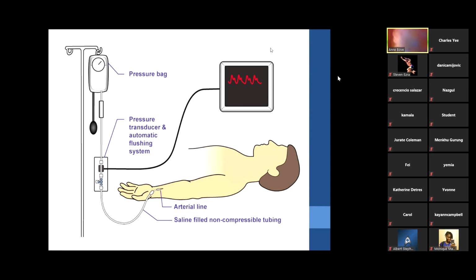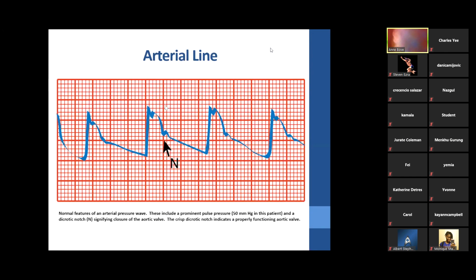And the arterial line has, in terms of its waveform, just like the PA catheter, a systolic, a diastolic, and a notch. But in this case, that notch is telling you aortic valve closure. In the pulmonary artery catheter, that notch is telling you pulmonic valve closure.